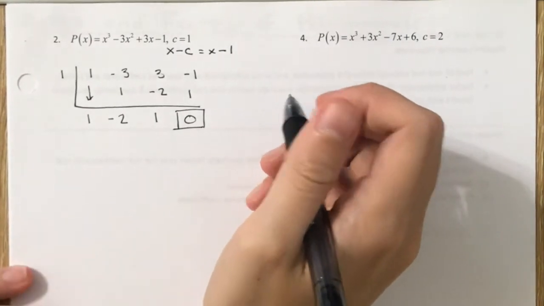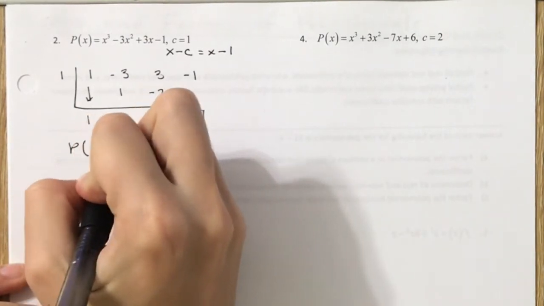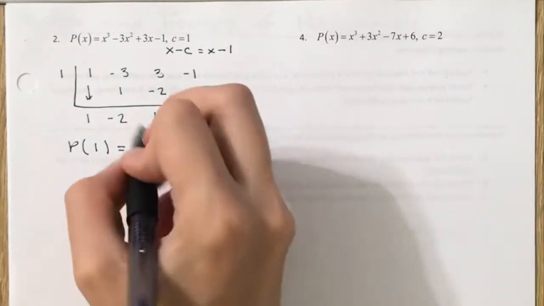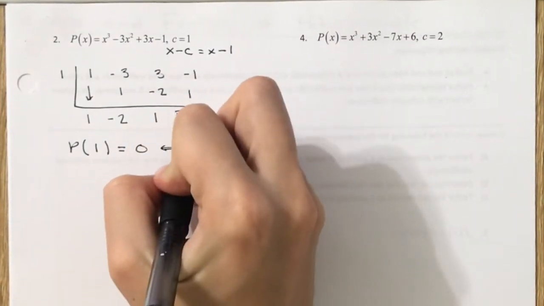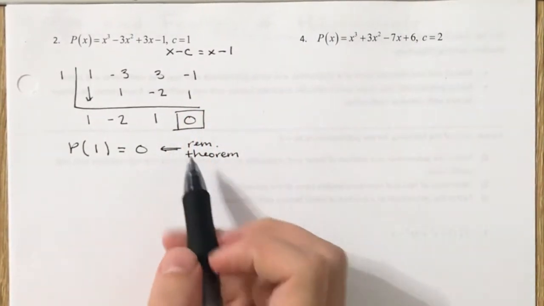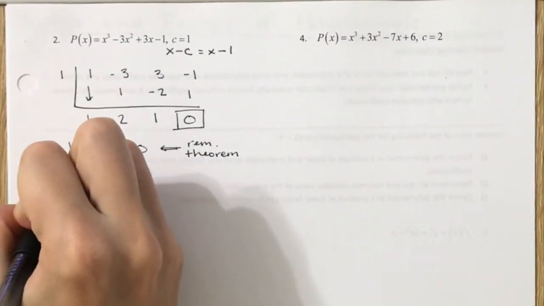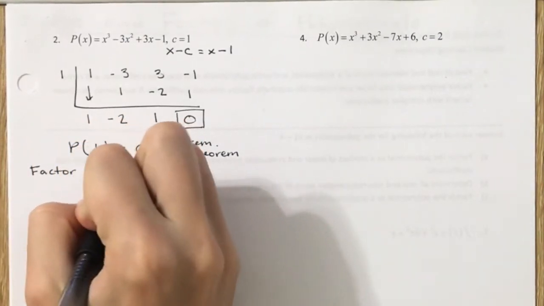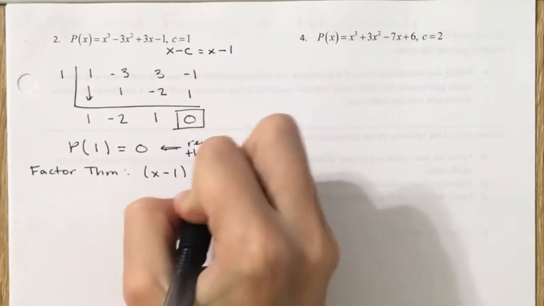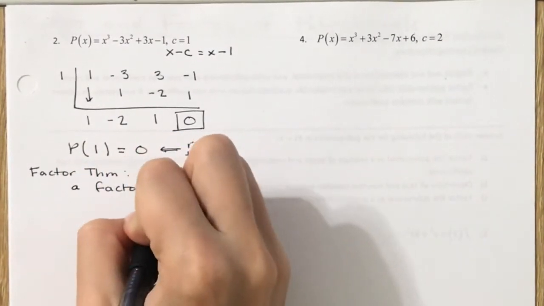Since our remainder is 0, this tells us that p of 1, p of c, is equal to 0 by our remainder theorem. So if remainder theorem tells us this, what does factor theorem tell us? Well, factor theorem tells us in this case that x minus 1 is a factor of p of x.